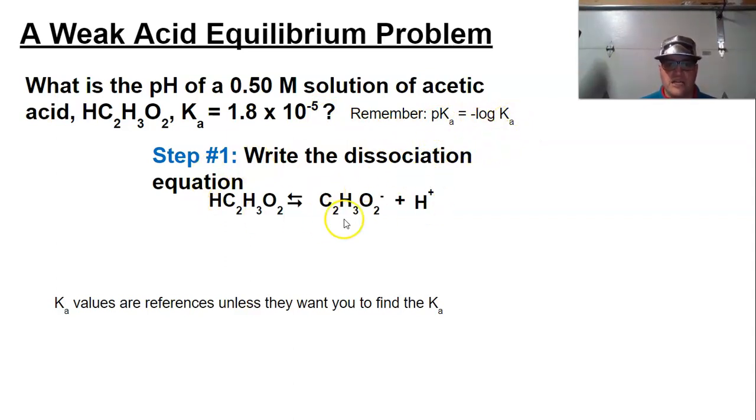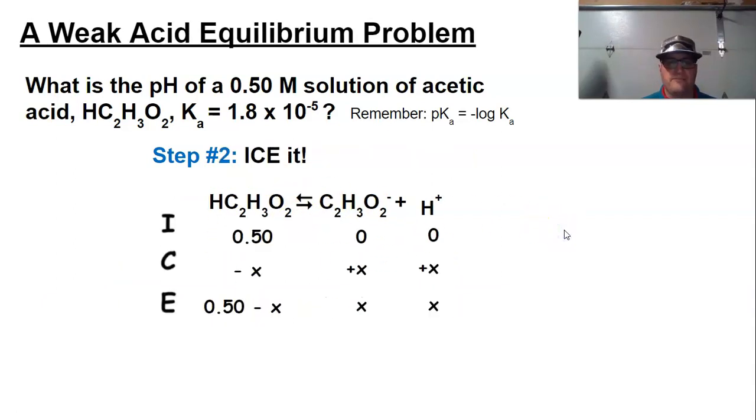So we've got our dissociation question. The Ka values are referenced unless they want you to find it. That's not as common though. So you set up your equation, then you ICE it. Again, you have your original. Of course, you didn't have any in solution. Now you might say, well, wait, didn't you have some of this because it's in water? Yes, 10 to the negative 7th. So when you add these up, insignificant. That's why you can just put it at 0.